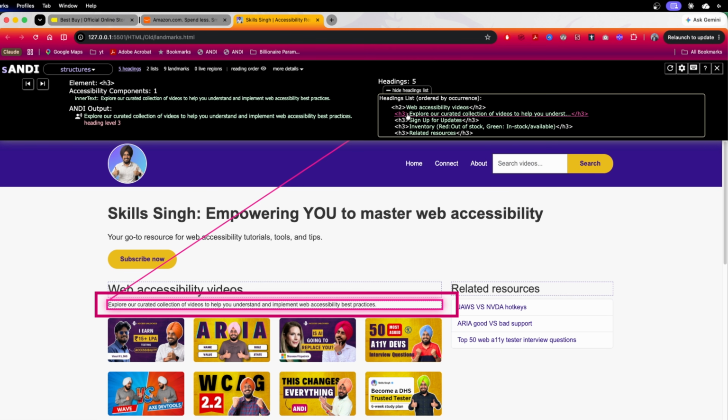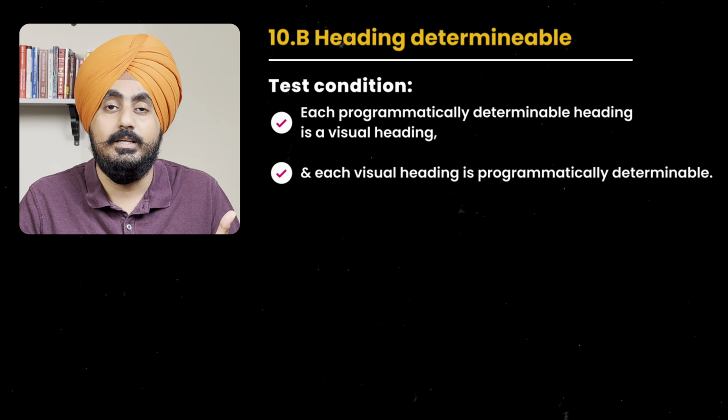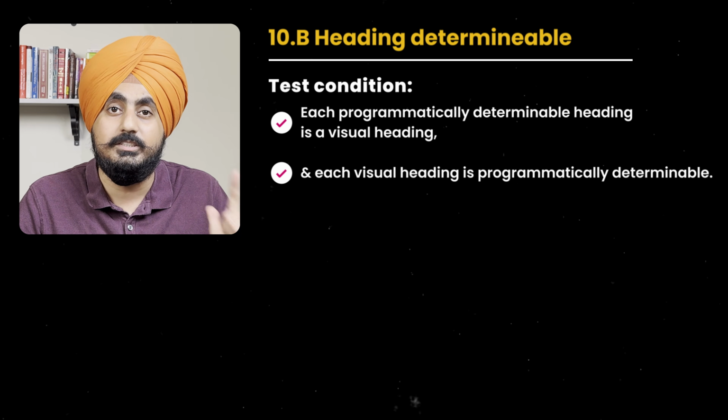That also fails 10b. Why? Because now you have a programmatic heading that is not actually a visual heading. That is the part many people miss. 10b works in both directions. Visual headings must be programmatic. Programmatic headings must be visual.